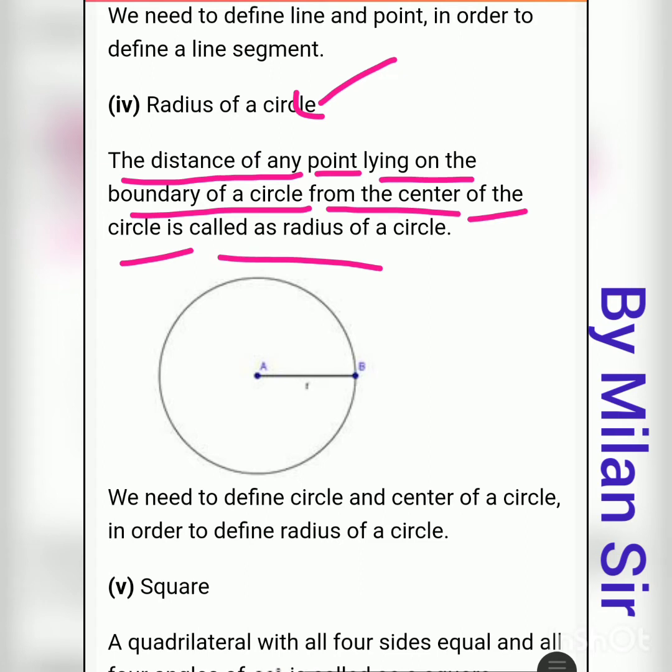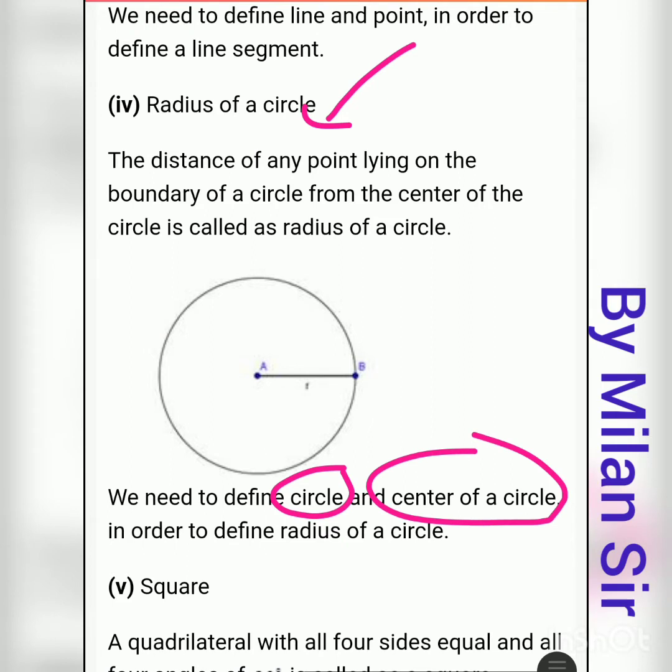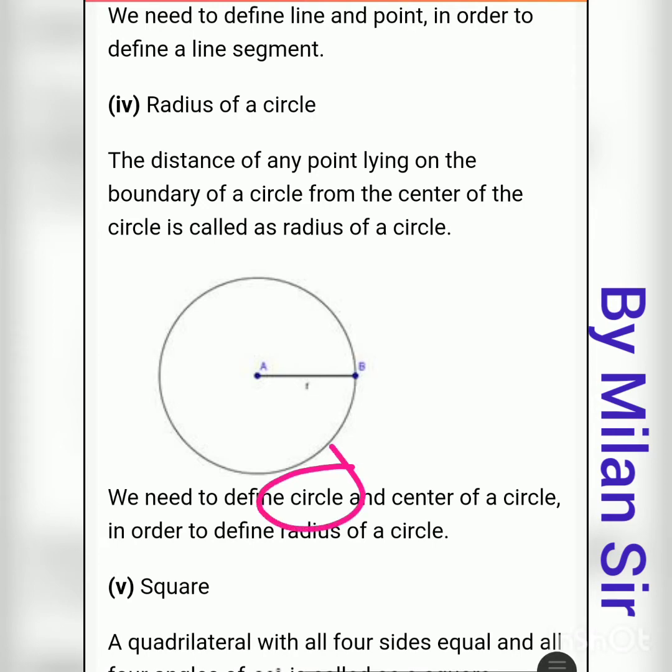The distance of any point lying on the boundary of a circle. That means this is the boundary of the circle, right? So if any point lies on the boundary of this circle and we join that point with the center, the distance between this center and that point on the boundary is called radius r. So the distance of any point lying on the boundary of a circle from the center of the circle is called the radius of the circle. And here we need to define circle and center of circle. These two terms we need to define first before giving the definition of radius of circle, because in this definition we use these two terms, circle and center of circle.